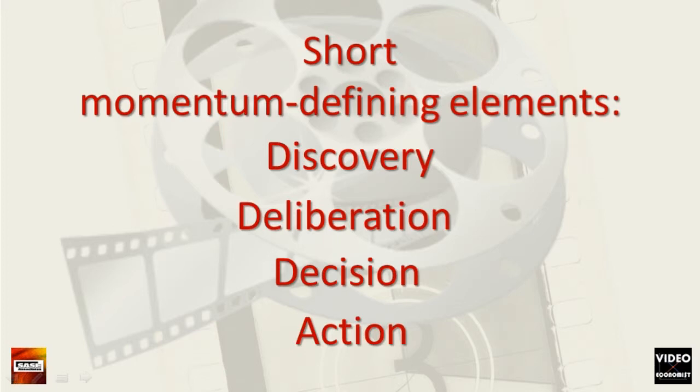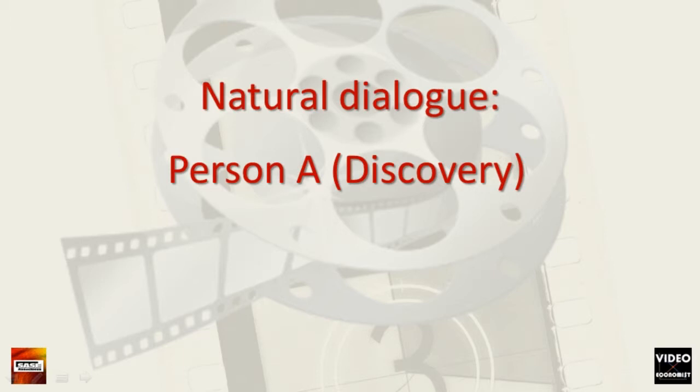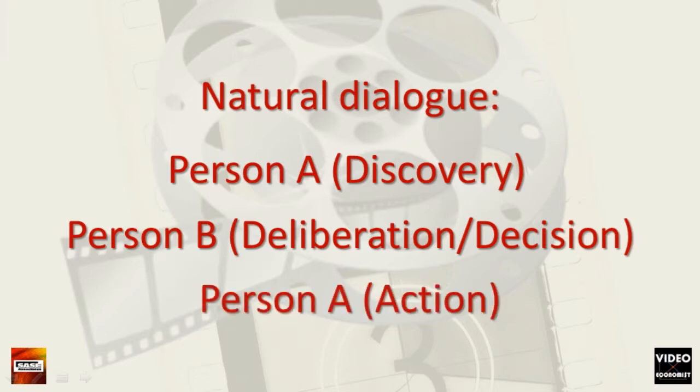In addition to studying film, we can obtain experiential understanding of these four elements through listening to natural dialogue between two persons. Within this simple chatter, we can find recurring patterns of discovery, deliberation, decision, and action. For example, at a restaurant, we might hear person A say, "Oh, they have a special on filet mignon today." That's the discovery. Person B responds, "Yum, that sounds good." That's the deliberation. "I think I'll get that." And there's the decision. And finally, person A turns to the waiter and says, "We'll have two of the steak specials." And that is the action.